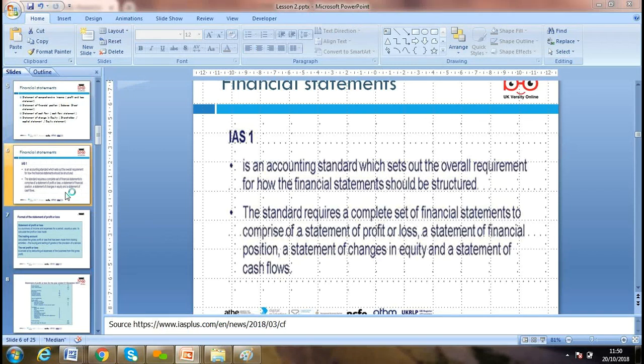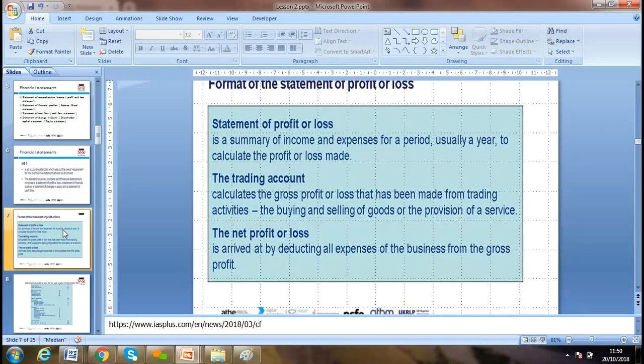Nowadays, most companies have a business in more than one country, so they prepare the financial statements under IAS 1, which is called International Accounting Standard 1. It sets the requirements for how the financial statements should be structured. A complete set of financial statements comprises the four types of statements we just discussed above. So how do these statements look?